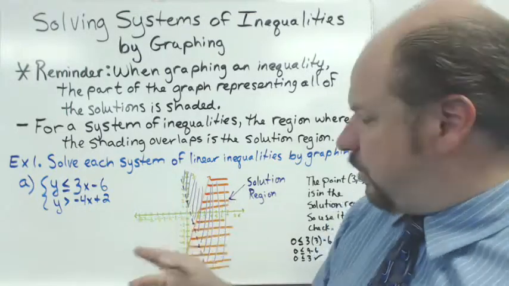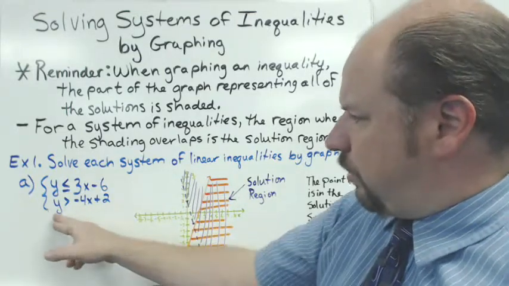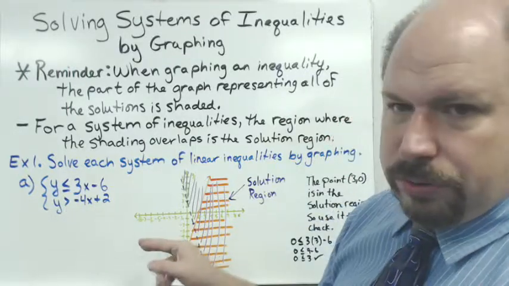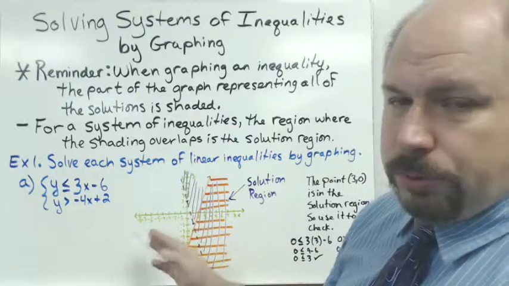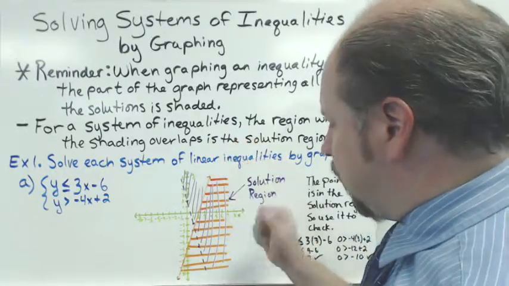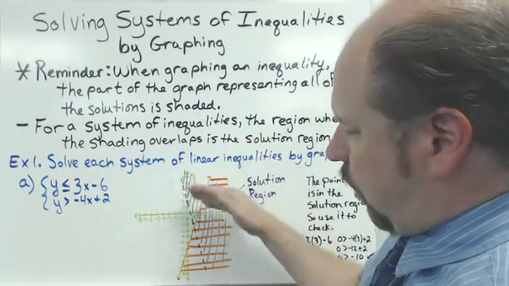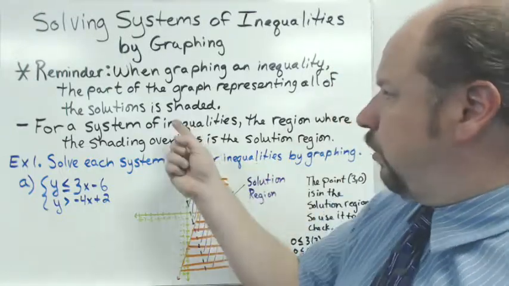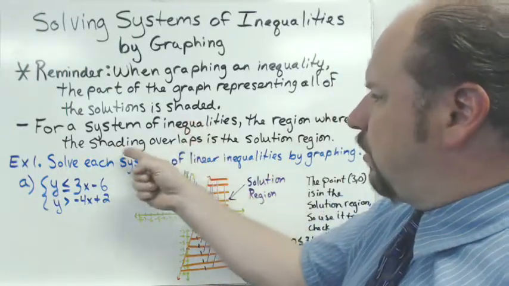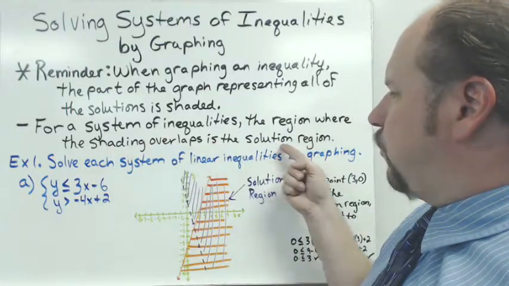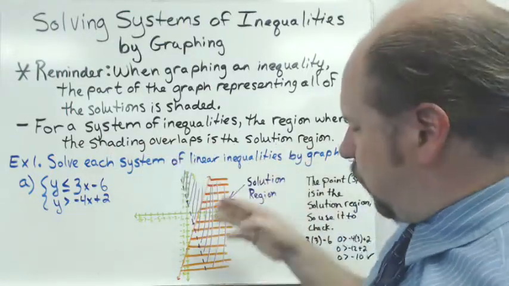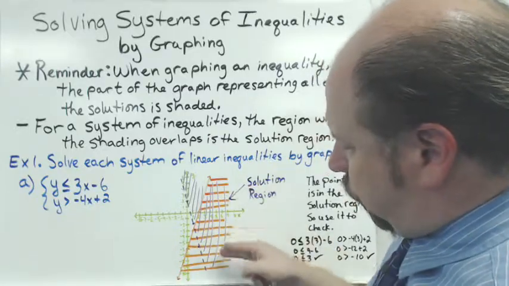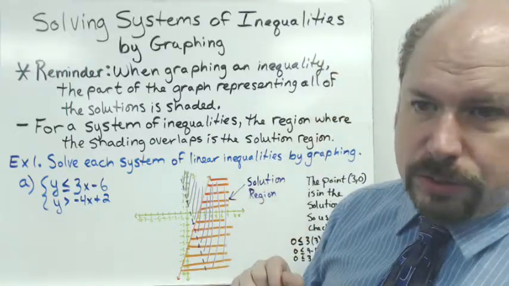And so let's try 0, 0 again. Is 0 greater than 0 plus 2? So 0 is greater than 2. Once again, that's not true, so it's going to be shaded on the other side of the line. So I have the shading over here. And remember, our solution, like we talked about, is the overlapping region of both of those. So here's our solution region, where those two shading areas overlap.